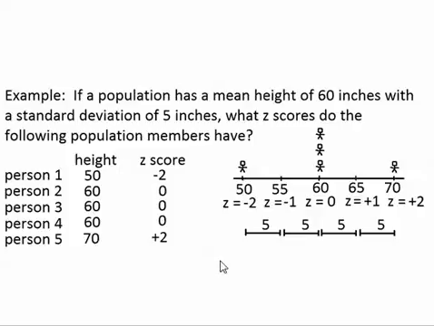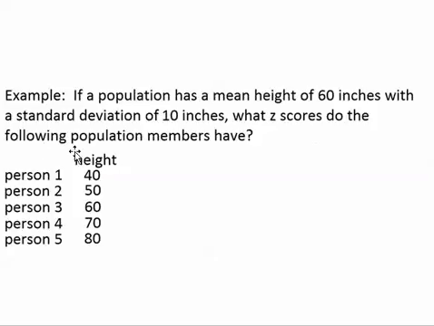Let's now go through an example in which the standard deviation is no longer 5. Now we're imagining that these 5 people come from a population that has a mean height of 60 inches and a standard deviation of 10 inches. So the mean of the population has stayed the same, but the standard deviation has gone up. So the population has a little bit more dispersion than it did before.